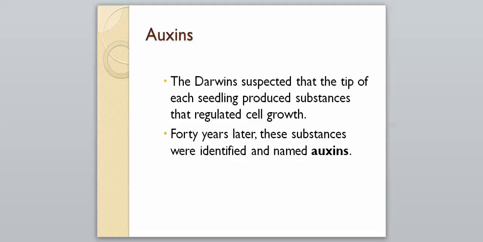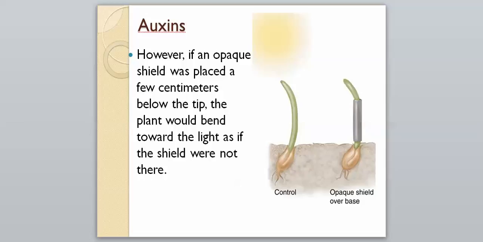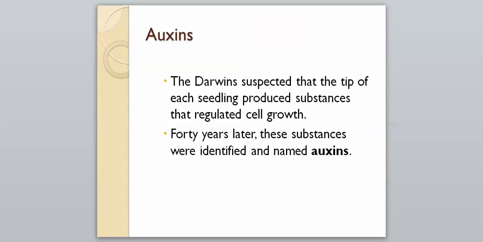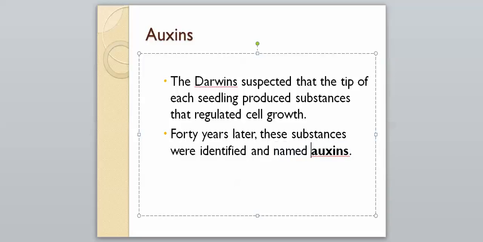Darwin suspected that the tip of each seedling produced substances that regulated cell growth. So in order for the cells to grow, they needed sunlight, and these substances were only present in the tips. Then 40 years later, the Darwins did not name this, they just discovered that it was in fact there. These substances were identified and named auxins. Auxins are our first important plant hormone that we're going to need to know the name of.